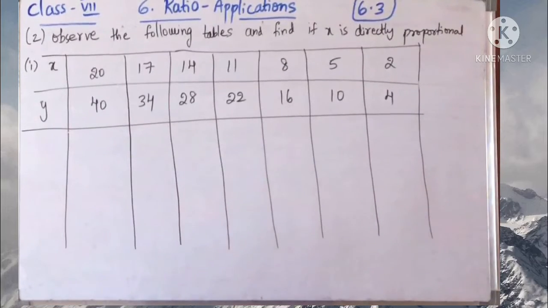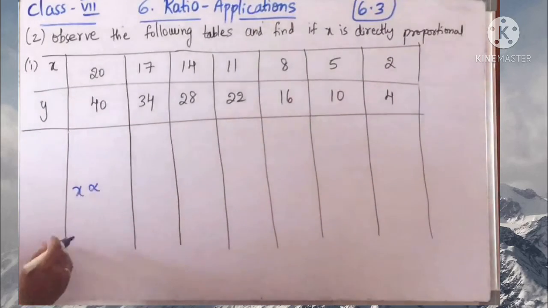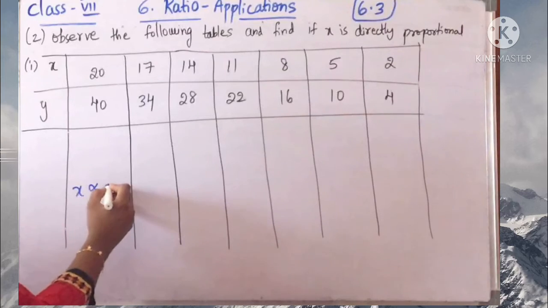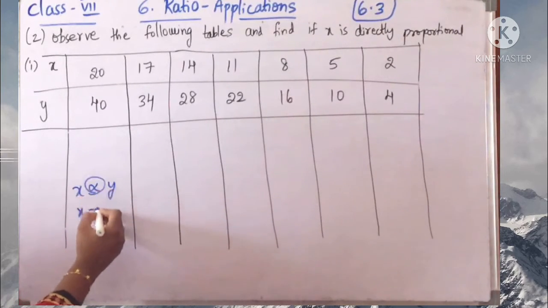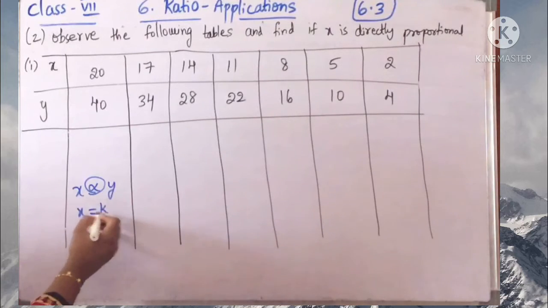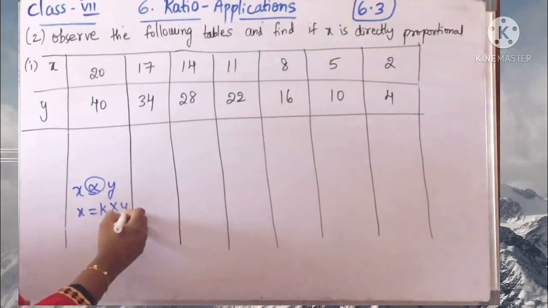Coming to the second question, children. Observe the following tables and find whether x is directly proportional to y or none. In my last video I discussed one formula for direct proportion. Suppose x is proportional to y, this is the symbol for proportional, children. So x is directly proportional to y means we have to remove this proportionality symbol by taking a fixed value, that is a constant k into y.